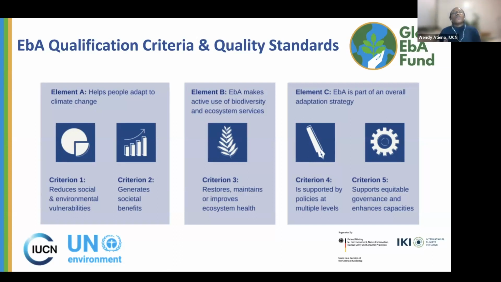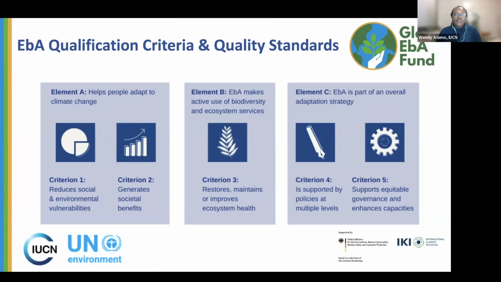Mitigation can be a co-benefit of the intervention that is proposed, but it should not be the primary objective. The primary objective should be adaptation. Another thing to remember, as I mentioned with the 3 elements, is that EBA needs to balance ecosystem health, it needs to balance climate adaptation, and it needs to balance benefits to people.